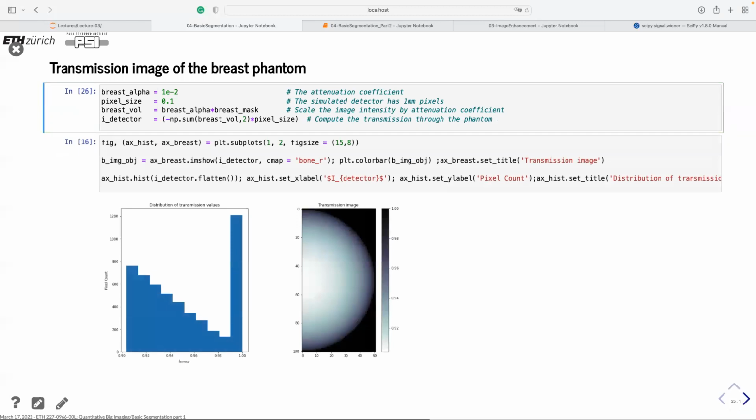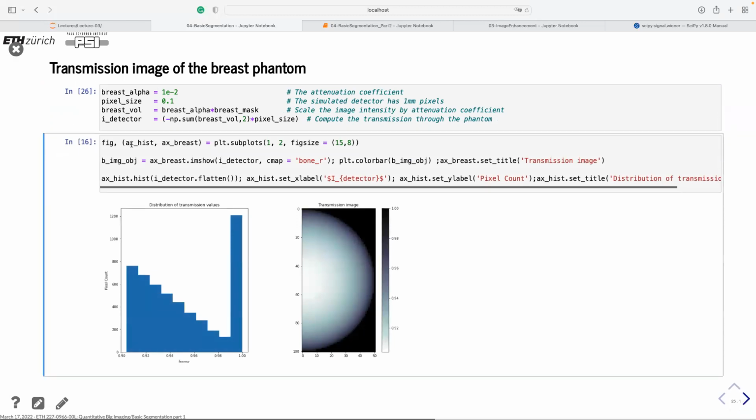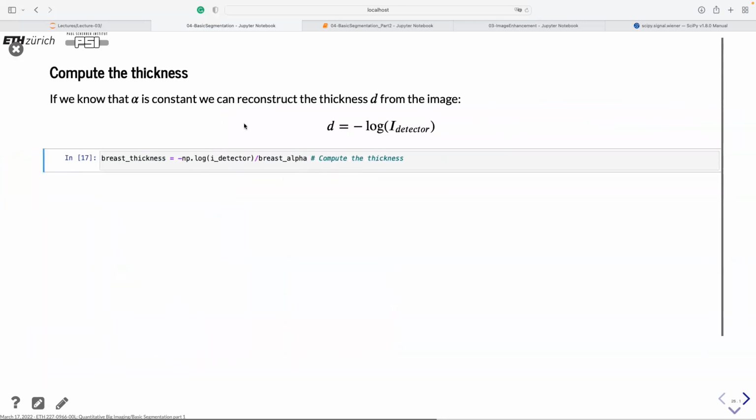That would then look something like this. That would be the radiograph we see. We have a distribution of transmission values, and this would be the transmission image that we see. And from that, we are going to do something and see what happens.